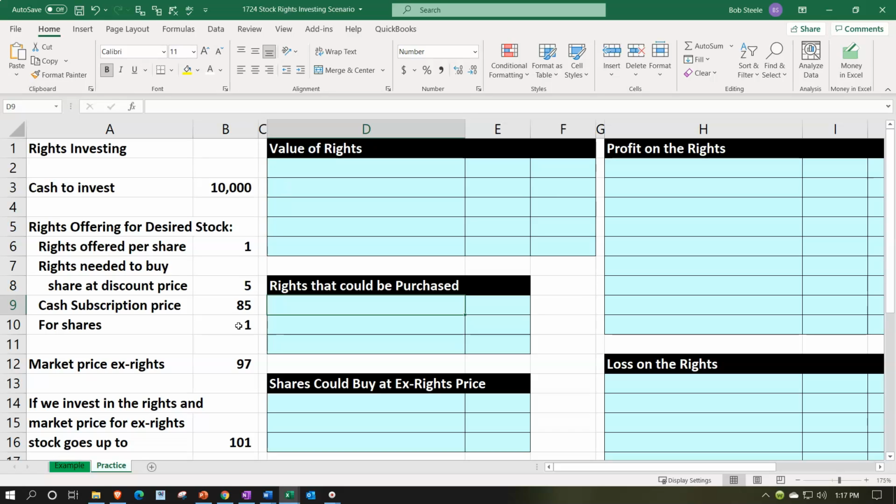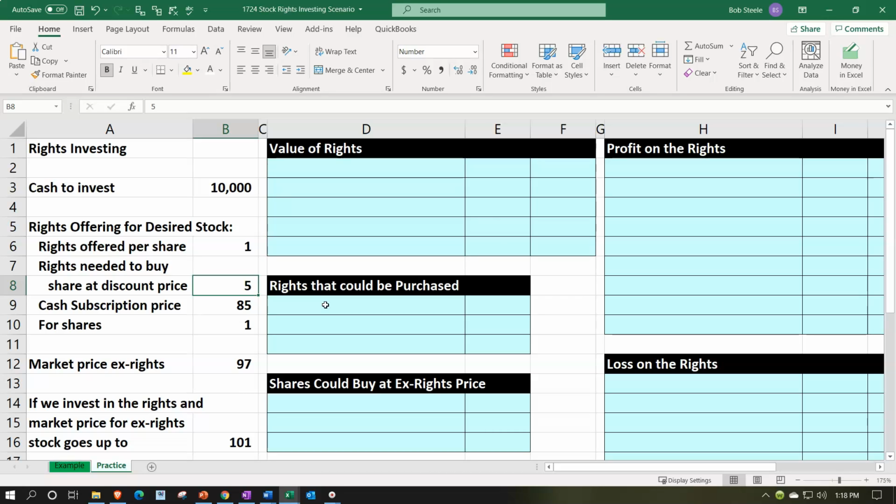So we have the rights investing. We're going to assume we have cash of $10,000. The rights offering for the desired stock: rights offered per share, so per share that is out there, the corporation gives one right. Rights needed to buy a share at the discounted price: we need 5 rights in order to purchase a new share at the lower price. The cash or subscription price is $85 for one new share at that discounted price.